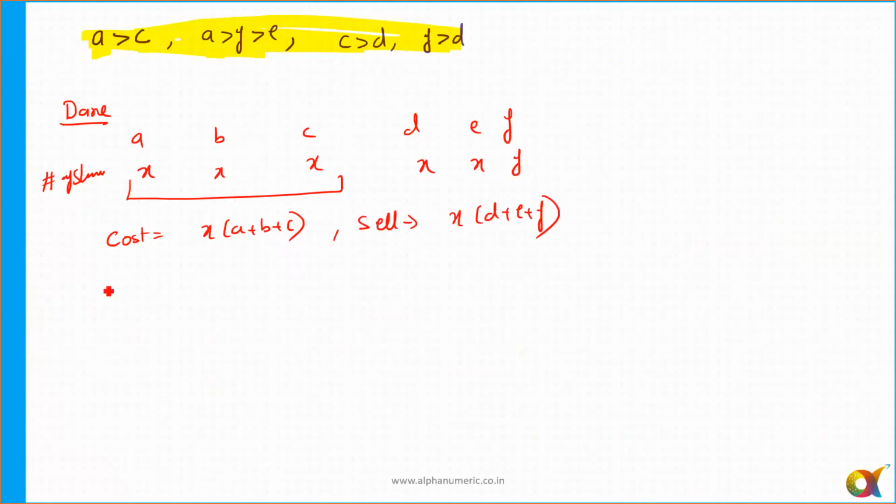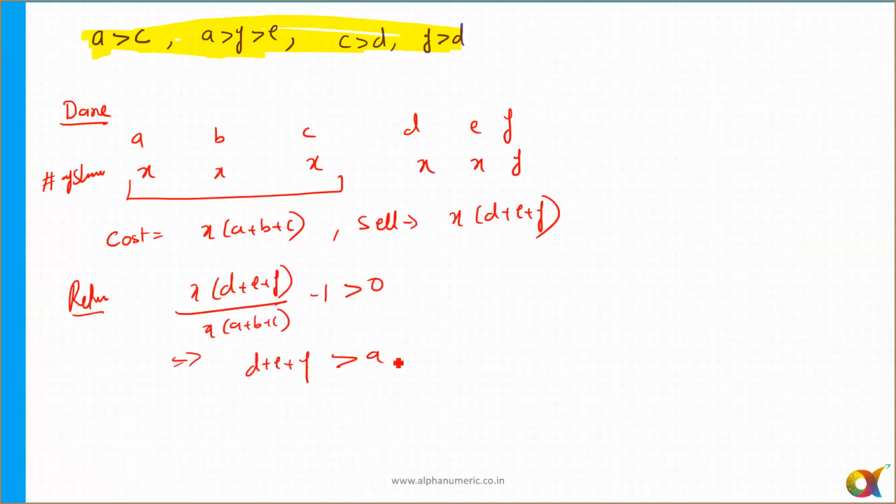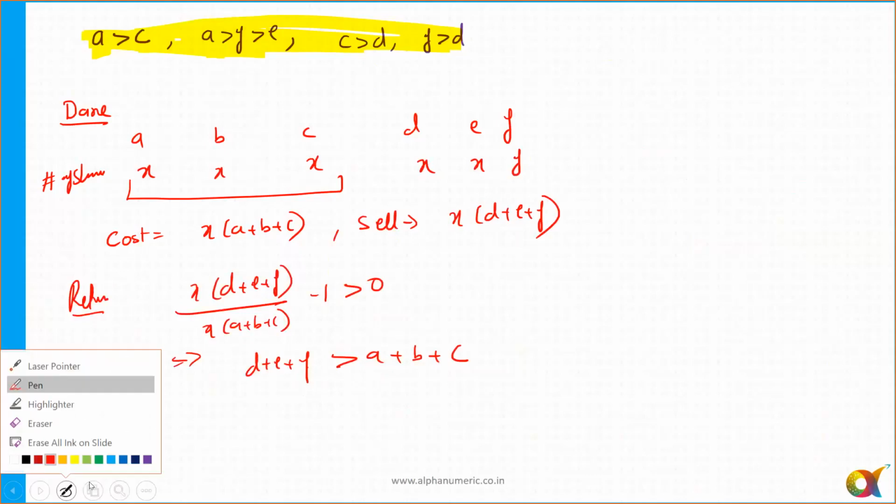So what is the return? So return for Ken is equal to selling price, that is X into D plus E plus F, upon X into A plus B plus C, minus 1, which is greater than 0. So it means from here I can say D plus E plus F is greater than A plus B plus C. I hope that this equation is also clear to all of you. Any doubts to anyone now?